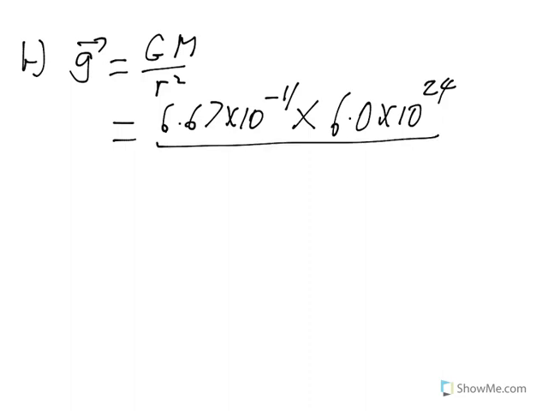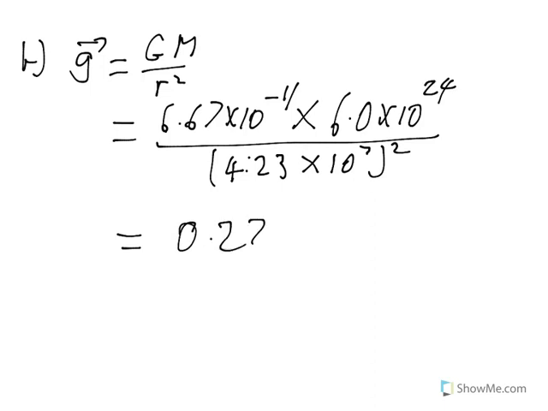Now those sorts of constants like the mass of the Earth, you'll be given those. You don't have to remember those sorts of things. They're always given to you, those physical constants. The radius that we just worked out, and we've got to square that, and then we stick all of that in our calculator. And we find that it's 0.22 newtons for every kilogram.